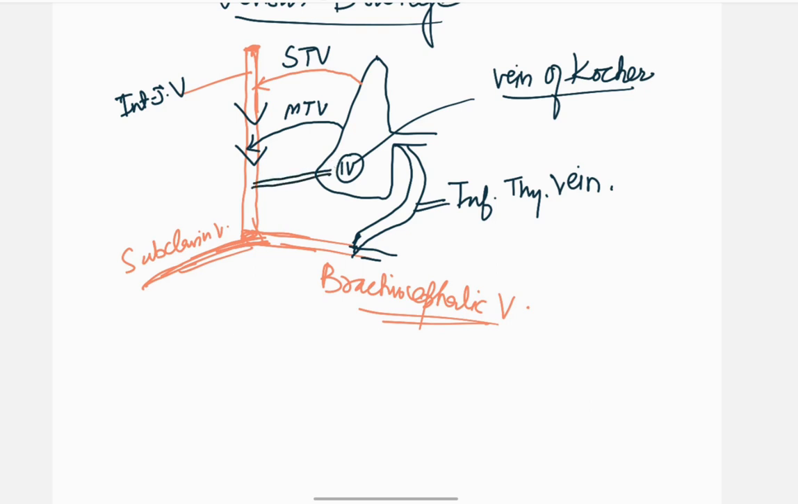While seeing venous drainage of the thyroid gland, usually it has four veins. One is the superior thyroid vein, which drains into the internal jugular vein. Another is the middle thyroid vein, which also drains into the internal jugular vein, and another is the inferior thyroid vein, which directly drains into the brachiocephalic vein, and if present, the vein of Kocher also directly drains into the internal jugular vein. This is the brief venous and arterial system of our thyroid gland.